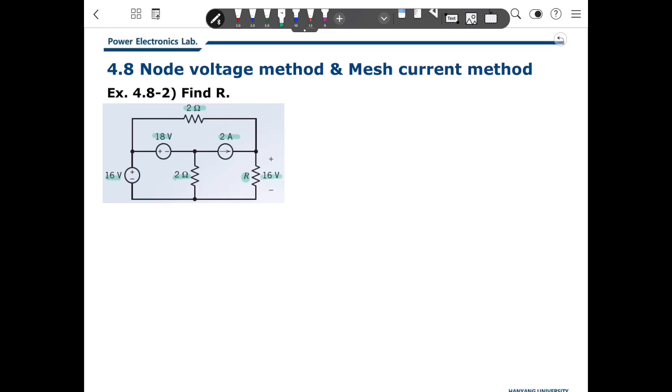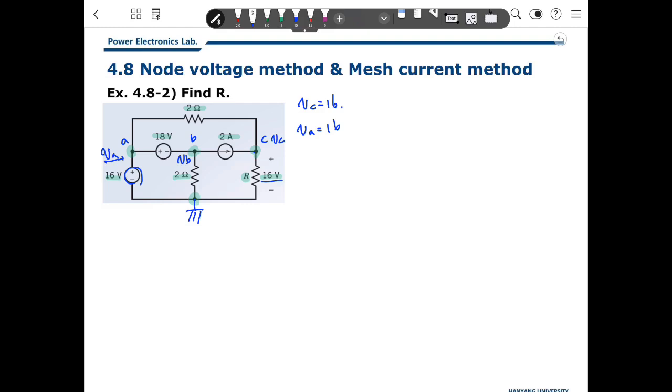Then at first I'd like to define a node here, and here, and here, and here. So I'd like to choose the reference node, and this is A, this is B, and this is C. So this is VA, this is VB, and this is VC. Based on the problem, VC is known, 16. And how about VA? Because the voltage was here, VA is 16.